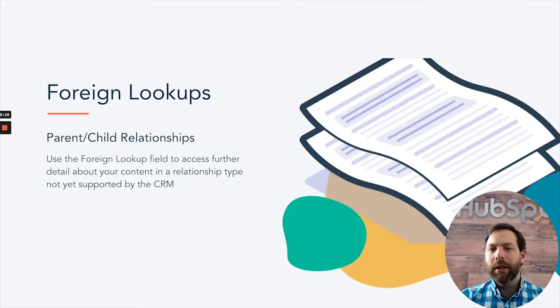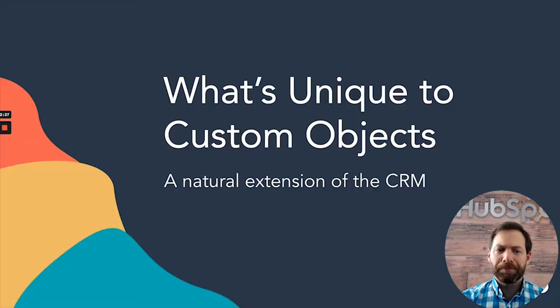Finally, and this one gets a little esoteric, foreign lookups. It's a very powerful feature of HubDB. It allows you to establish a parent-child relationship between two tables in a way that's just not possible with CRM today. We're going to be using that in our cars database to show how we can store makes and models separate from our listing as well.